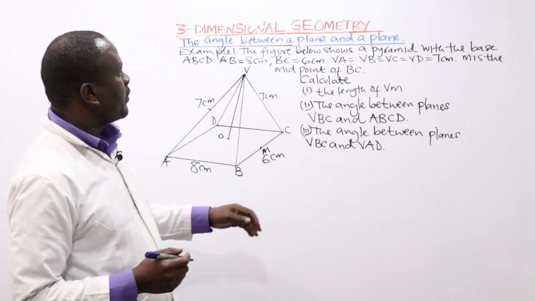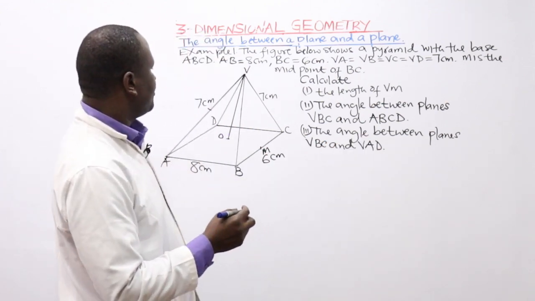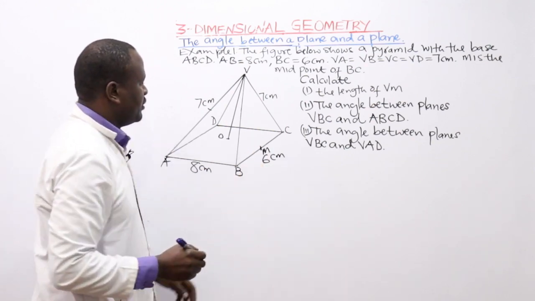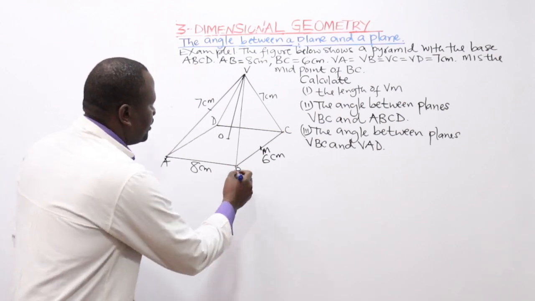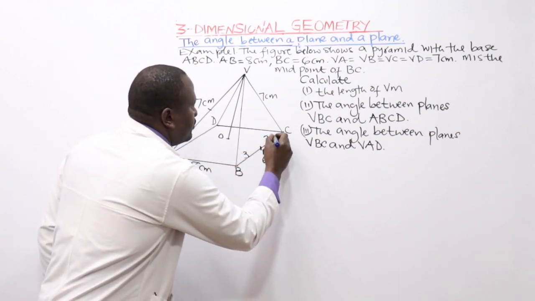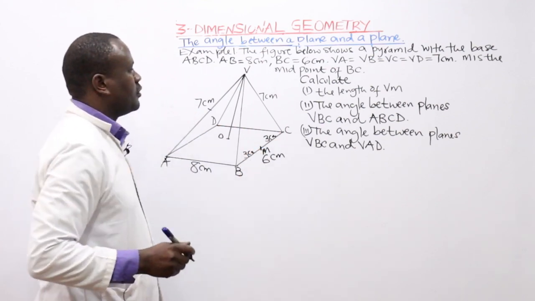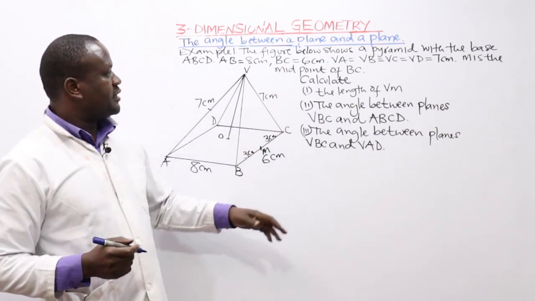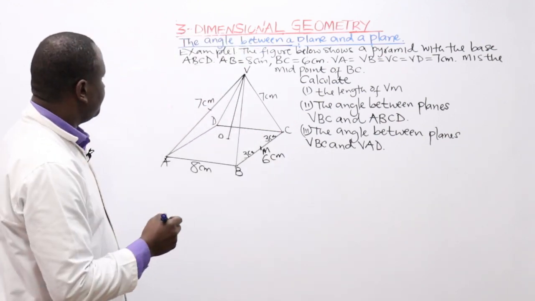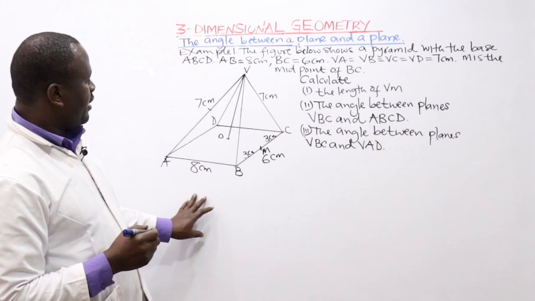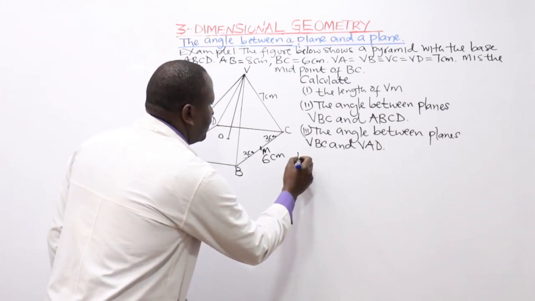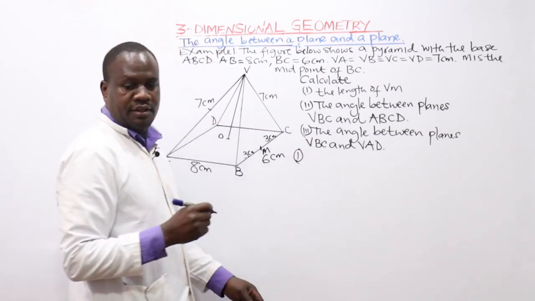Now, M is the midpoint of BC. That means this is at the center. So this will be 3. This will be 3. Okay? Calculate the length of VM. Now, as we saw before, VM is a line. Therefore, we use Pythagoras theorem.